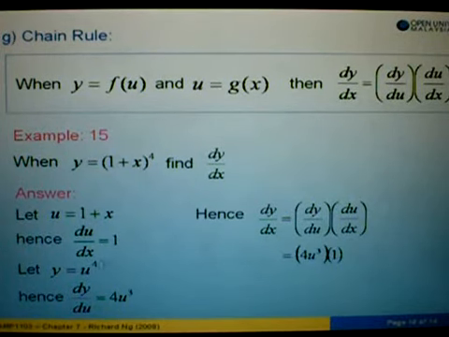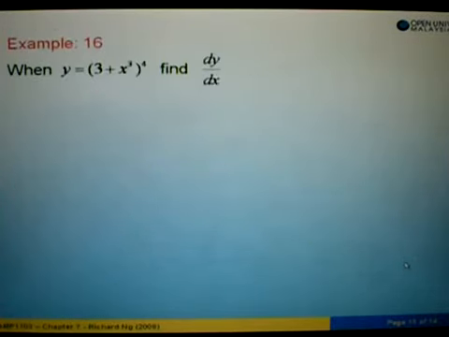Now dy over du, we have found the answer as 4u to the power 3. So we substitute into here. And then du over dx, we have found as equal to 1. So we substitute 1 here. Then next step, what do we do? We replace u with what? With 1 plus x. So we substitute the u with 1 plus x. Okay? So that's the answer.